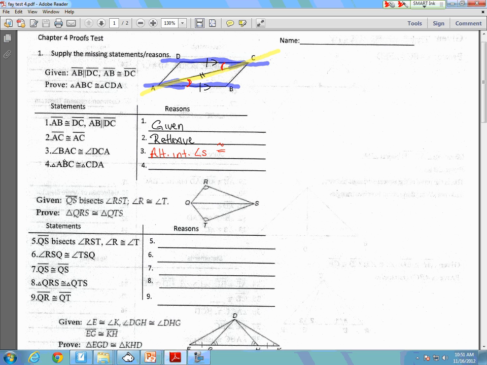And then that leads me to triangle ABC congruent to triangle CDA, and the reason those two triangles are congruent is side, angle, side.